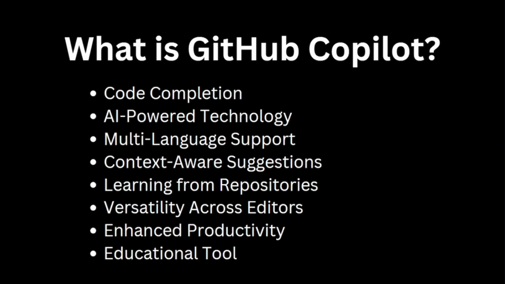Next, what is GitHub Copilot? GitHub Copilot is an AI-powered code completion tool developed by GitHub itself in collaboration with OpenAI, the trending company that developed ChatGPT. GitHub Copilot is designed to assist developers in writing code by predicting and suggesting whole lines or blocks of code as developers type their code.